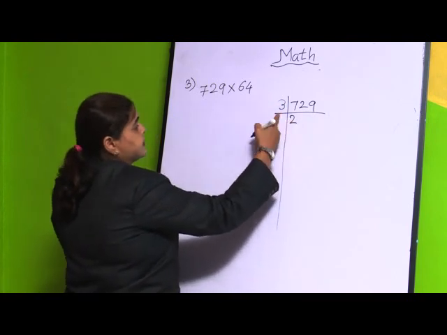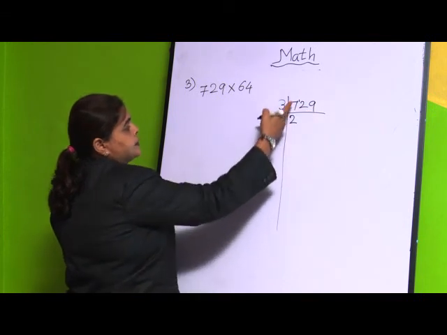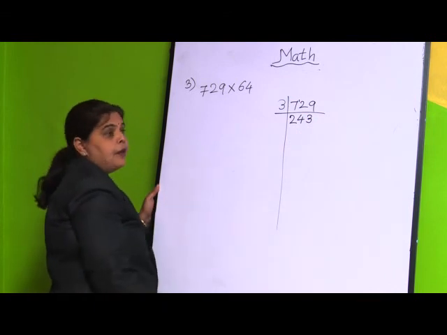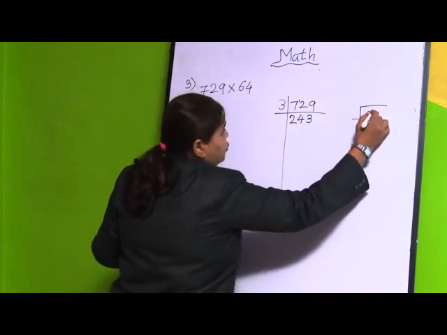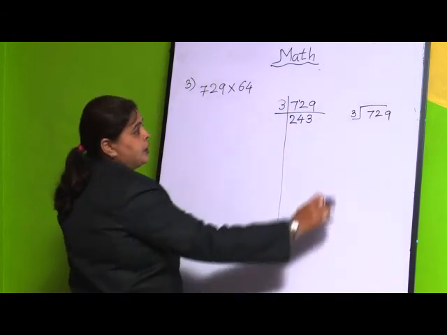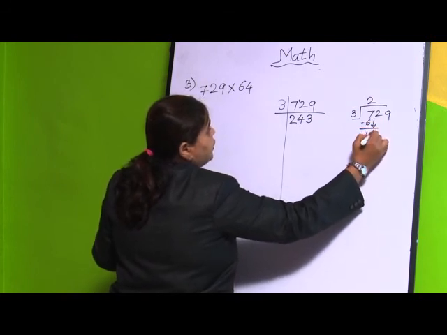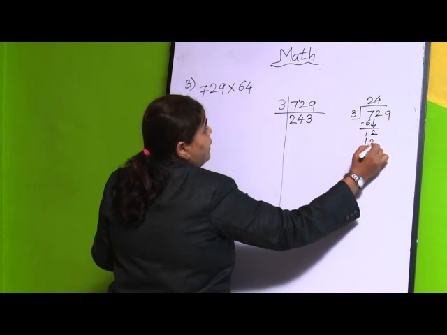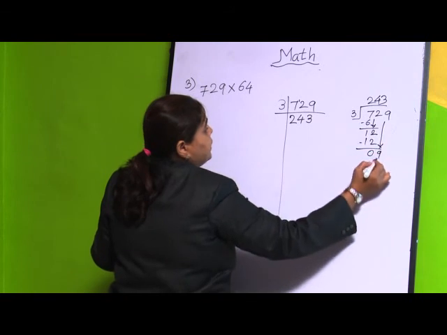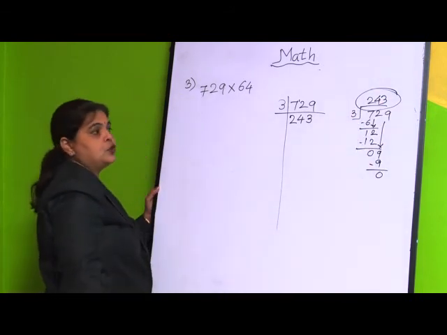3 twos are 6. 7 minus 6, 1 is left. So, I will write here 1, which makes 12. 3 fours are 12 and 3 threes are 9. Many children may face difficulty here. You can do this as normal division and find the quotient: 3 twos are 6, 1 is left, 3 fours are 12, remainder 0, bring the 9 down, 3 threes are 9, so it is 0. What we get as the quotient should be written here.